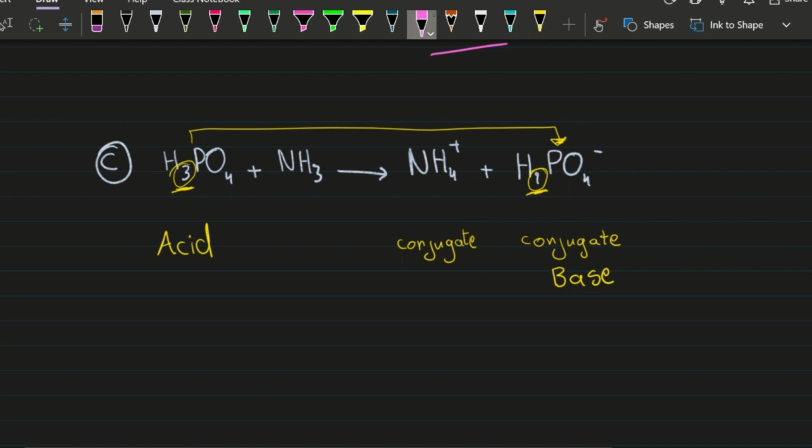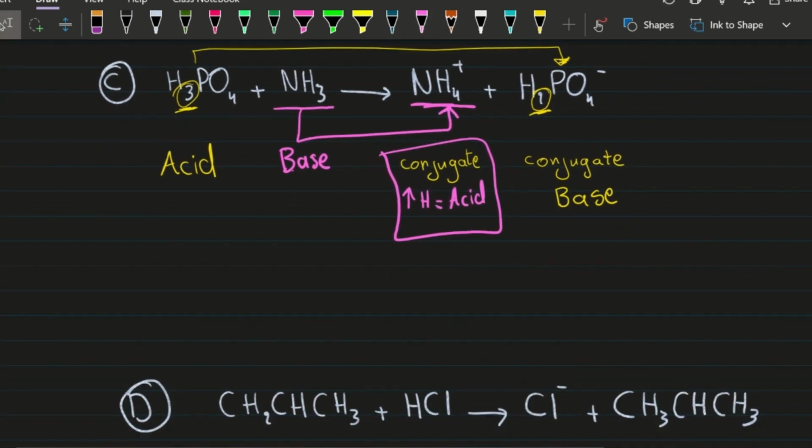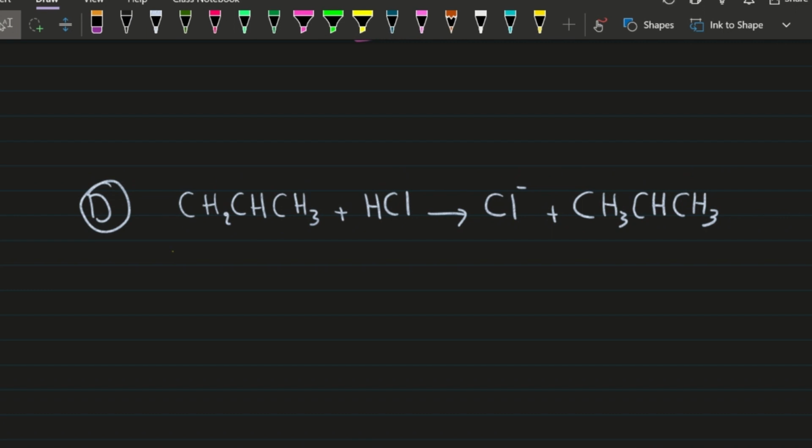Now let's talk about this guy, NH3, and then it became NH4. So this has more hydrogen, so it is a conjugate acid, and this is going to be your base. Now let's look at this one. Let's do more examples to get a feel of it. Again, these are your conjugates here.